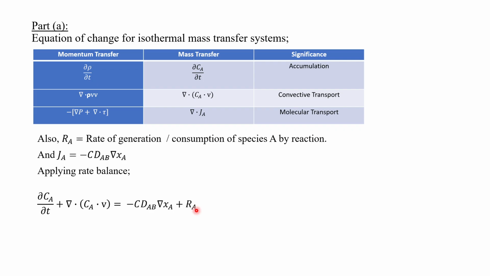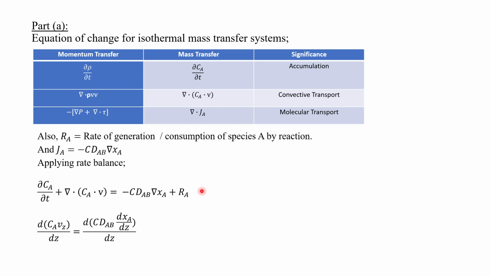The Ra will be 0 because we do not have any reaction. We have molecular transport term, convective transport term, and the accumulation term. Accumulation is also 0 because we have steady state. Ra is 0. We consider only one direction, and for that, this will simplify into d by dz. Only we have the property change in one direction, that is z direction.